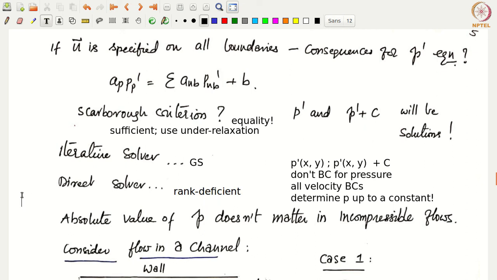So one fix for this is that you set pressure or pressure correction equal to some fixed value for one of the cells, don't solve for that cell, and solve for everybody else, okay. That means if you have all velocities specified, the absolute value of P doesn't matter in incompressible flows. It's only the pressure gradient, because whatever pressure you get, if you add another constant to that, it will also satisfy the pressure correction equation as well as the momentum equations, okay. As a result, P itself doesn't matter in incompressible flows. It's only the pressure gradient that matters.